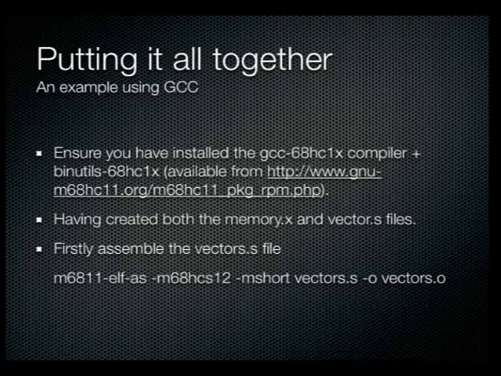So first of all, you need to assemble the vectors.s file. You simply get that vectors.s file, run it through the M6811 GCC assembler, and tell it what target to build that assembly binary code for. In this case, I've told it to build it for the HCS12, which is what we're using. I've said that our architecture is based around a 16-bit architecture, so I've said -m short, and then I've given it the assembler file vectors.s, and told it the output file to make, vectors.o. So after running that command, I will have an object file called vectors.o, which I can then incorporate later on when I'm doing my C compiling.